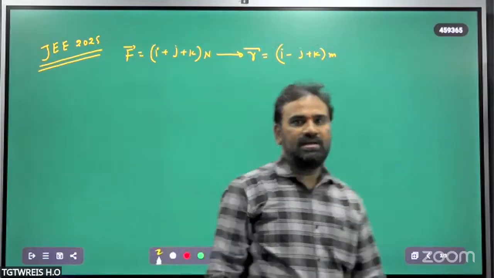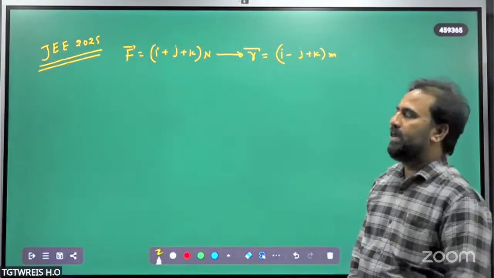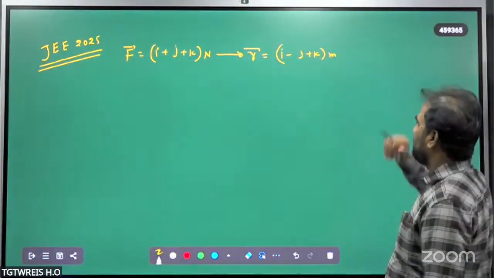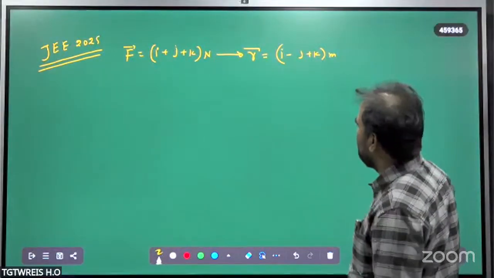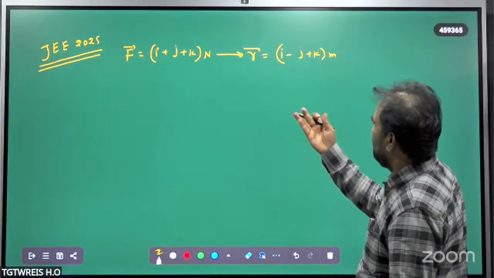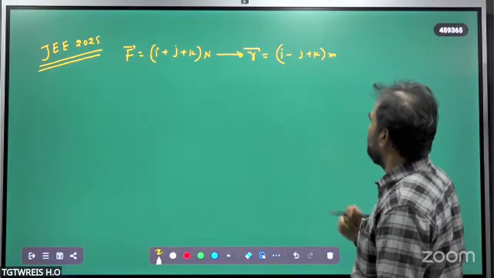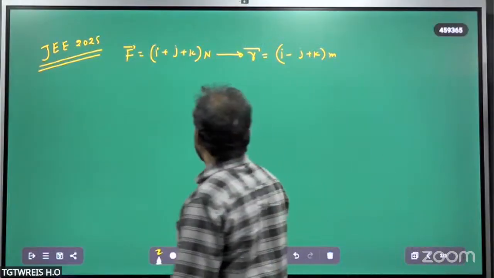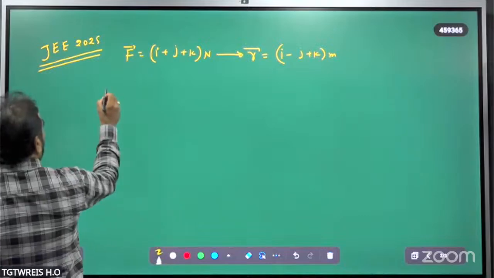I minus J plus K meters. Then find the magnitude of the torque acting on the particle. How do we calculate that? Force is given and displacement is given. This is a very easy calculation of the torque. What is the value of torque?